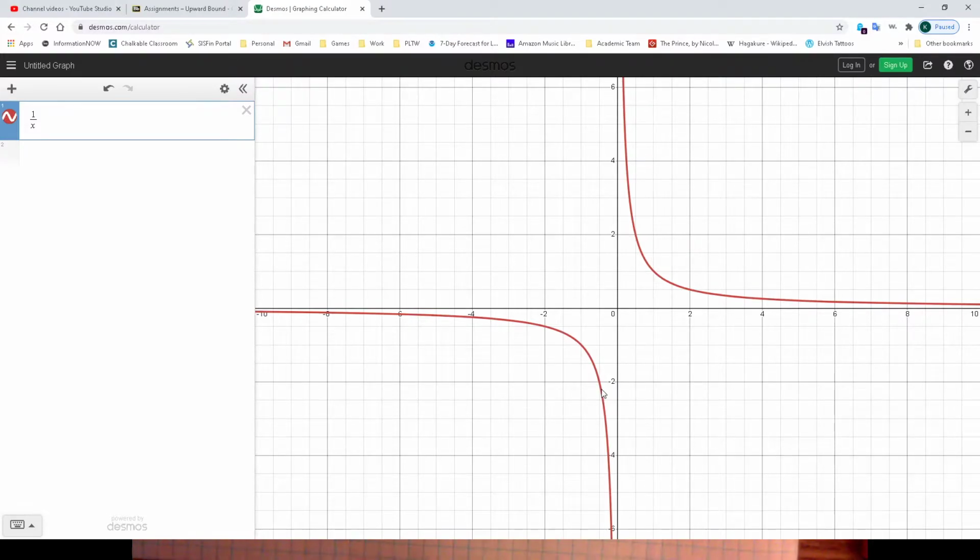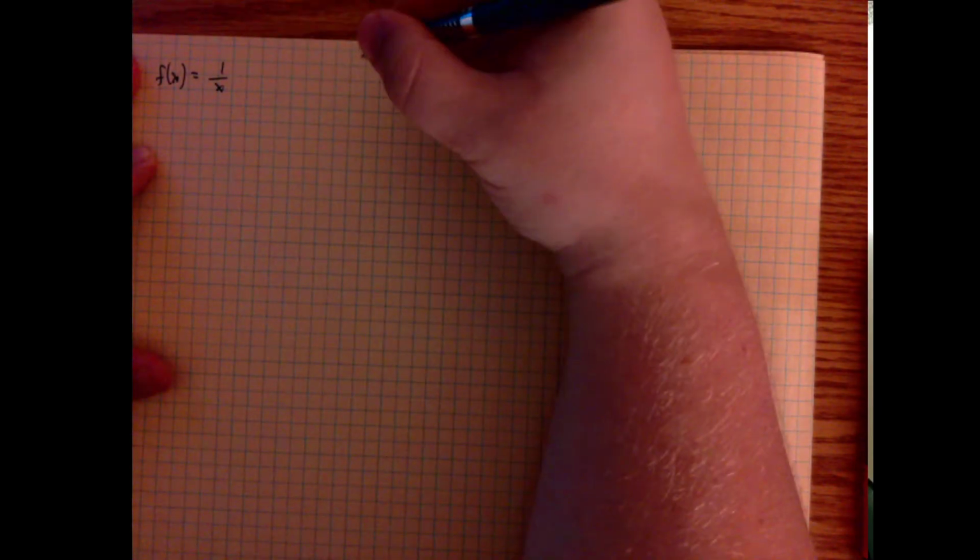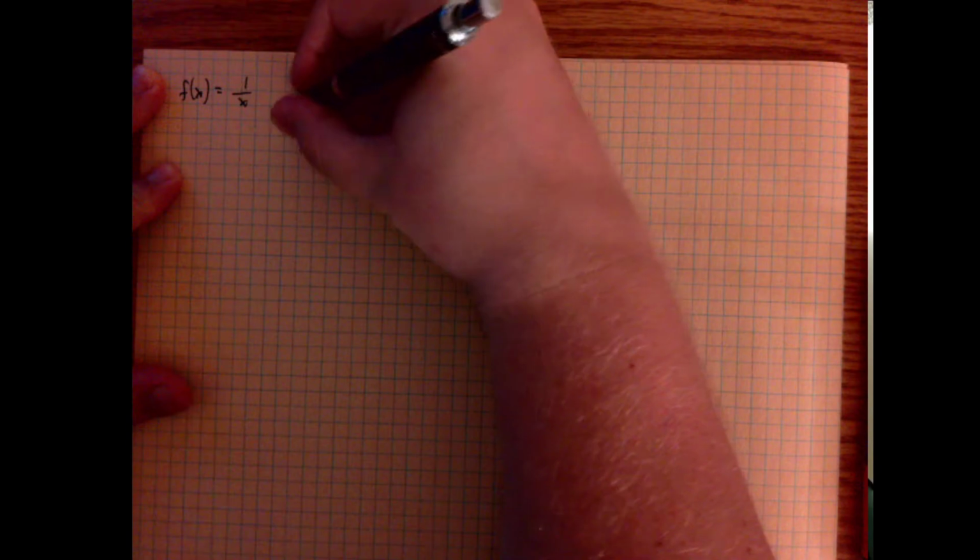So how do we talk about that? How do we write that? Let's take a look at how to do that. If I have the function f of x is equal to 1 over x, there's two ways we can talk about it. We can talk about continuity and discontinuity separately.